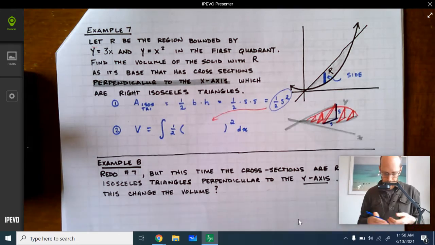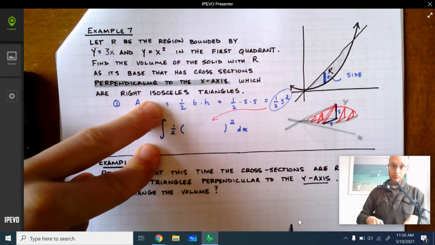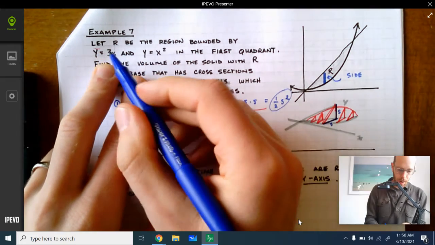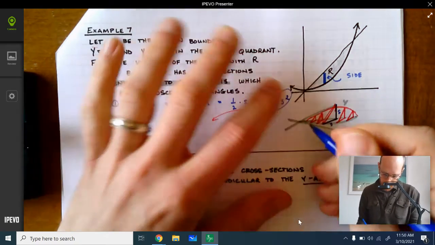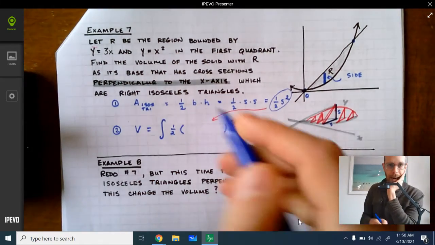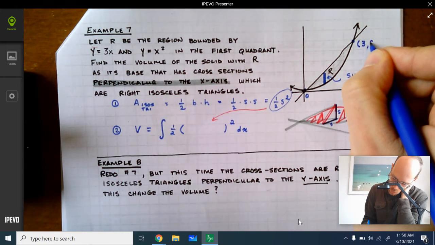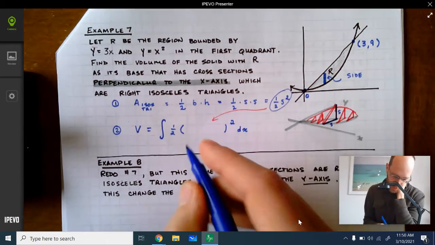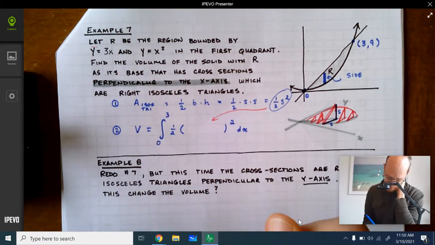All right, now 2 things we need to find. We need to figure out what is the side length, and then we need to figure out what are the boundaries. Let's start with the boundaries. Our 2 functions are y equals 3x and x squared. So we need to figure out where they intersect. We can see that they intersect here at 0. The other place that I can just see that they will intersect is when x is 3 and y is 9. If you plug a 3 in here, you get 9. If you plug a 3 in here, you get 9. So we will range from x is 0 to x is 3.